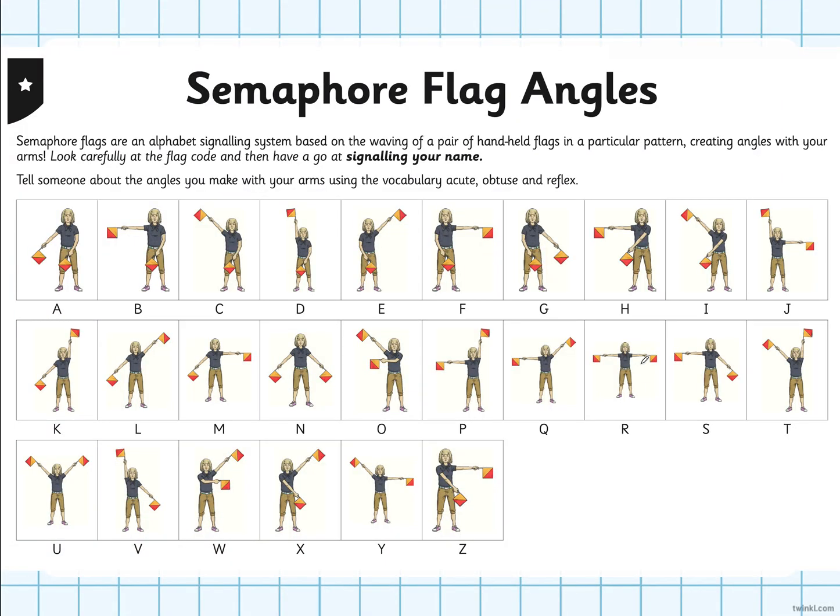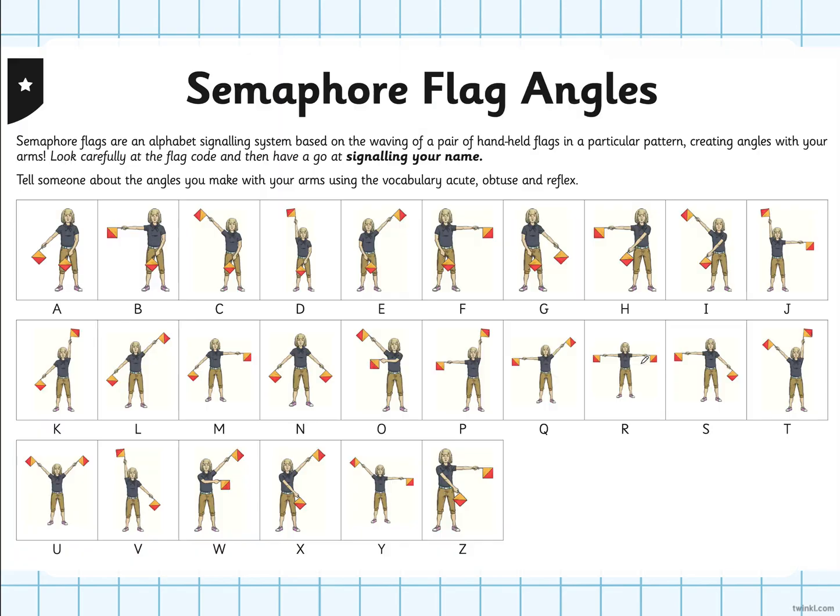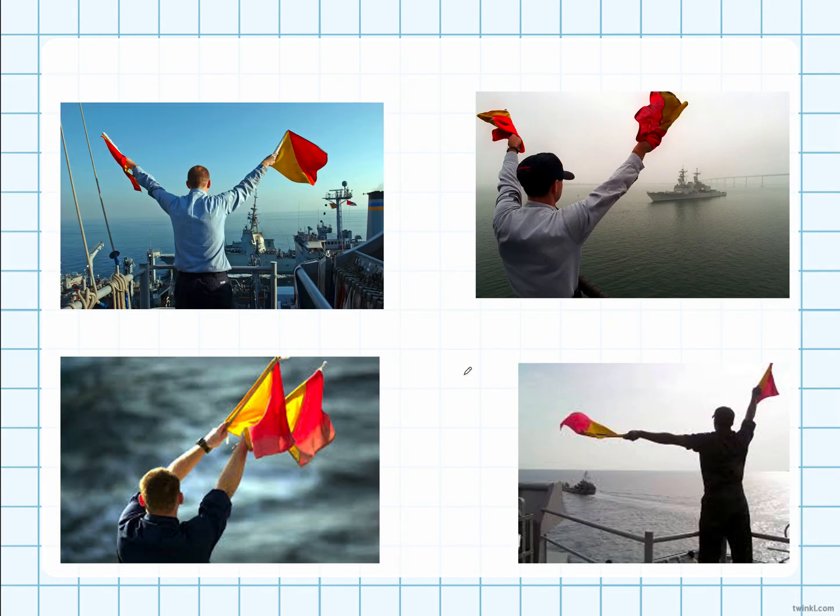Now, one of your activities today is to look at semaphore flag angles. Now, this is a way of holding your hands to spell out letters. So for instance, if you wanted to spell help, you would hold two flags like this, and then like this, and then like this to make a straight angle, and then like this to make a right angle. Here's some pictures of some sailors using this type of communication.